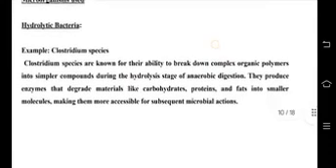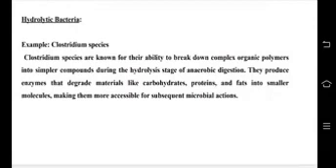Now we are going to learn about different microorganisms used in this biogas production. Hydrolytic bacteria, for example, Clostridium species bacteria. Clostridium species are known for their ability to break down complex organic polymers into simpler compounds during the hydrolysis stage of anaerobic digestion. They produce enzymes that degrade materials like carbohydrates, proteins, and fats into smaller molecules, making them more accessible for subsequent microbial actions. So, hydrolytic bacteria are a necessity for the production of this biogas. For example, Clostridium species bacteria.